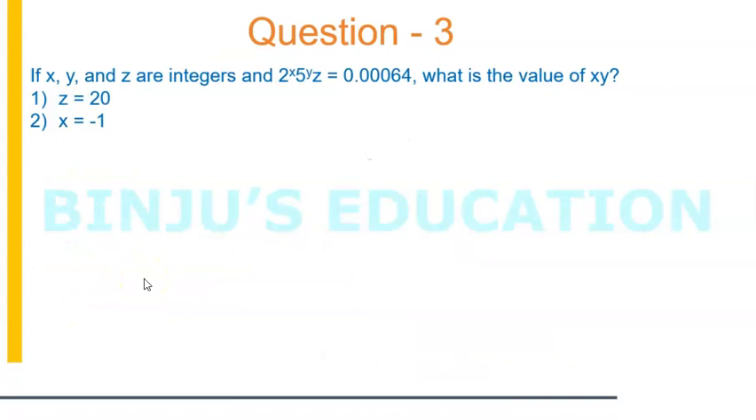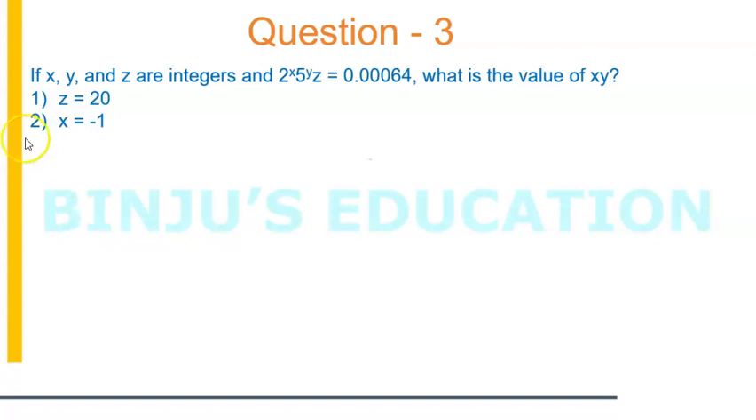Pause the video and try the question, please, and take your time. Okay, if x, y, and z are integers and 2 to the power x into 5 to the power y into z is 0.00064, what is the value of xy?